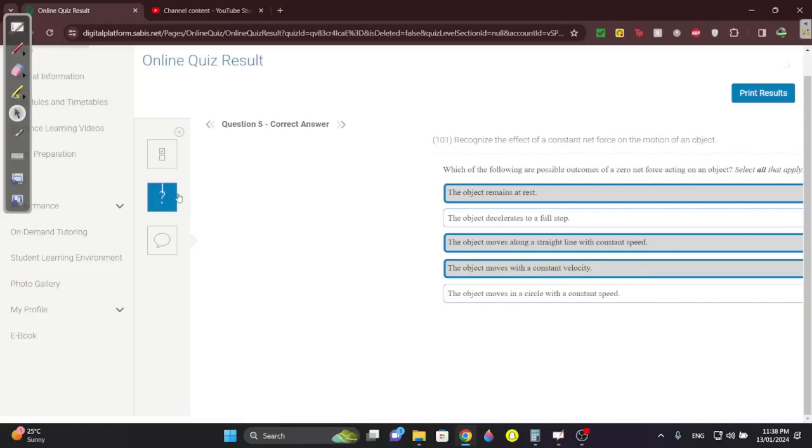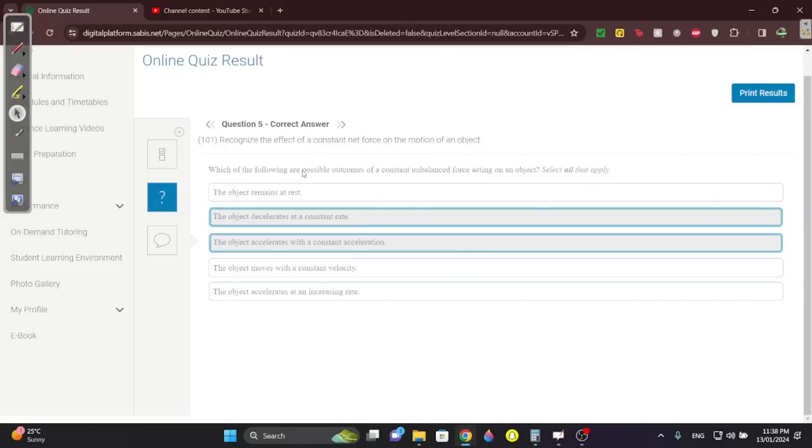You memorize these. Which are unbalanced force, constant unbalanced force. Obviously the object doesn't remain at rest. It's going to be moving, and it's not going to be a constant velocity. It's going to be accelerating, always accelerating. So it's going to be constant acceleration or constant deceleration. It's either one of these. It's never increasing acceleration or decreasing acceleration, if you know what I mean. It's either increasing at a constant rate or decreasing at a constant rate, always.